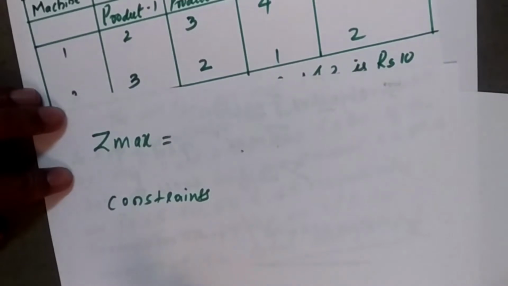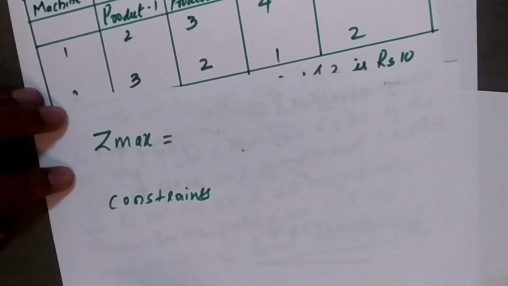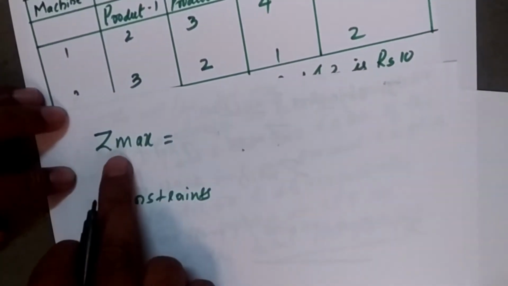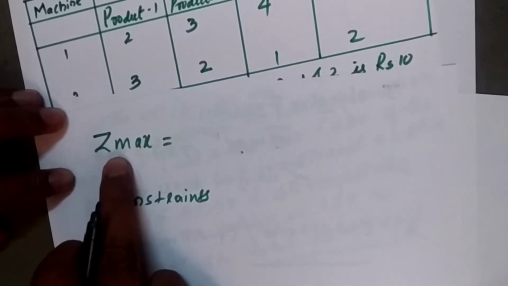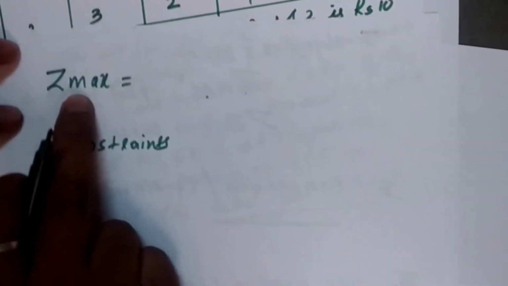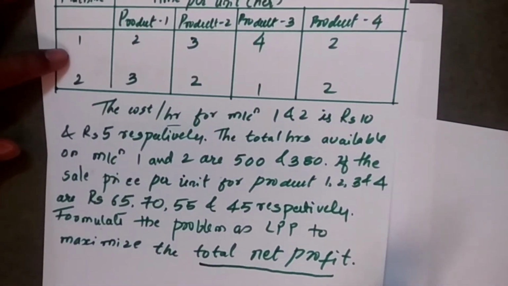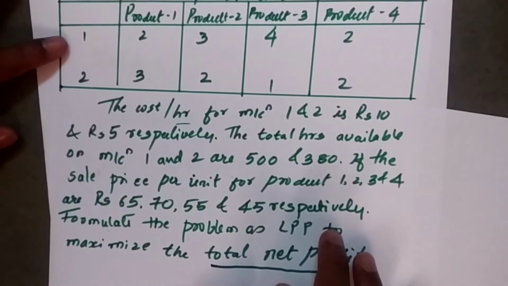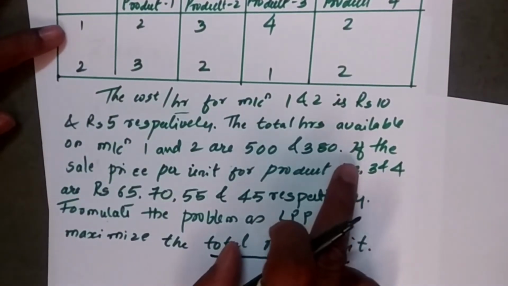So we have to read the problem again and write the constraints. Let us first write it for Zmax. To write the Zmax, we have to read the problem carefully. Zmax talks about the profit. So in this whole problem, where do I get the profit first? If you read the problem, it is given here.